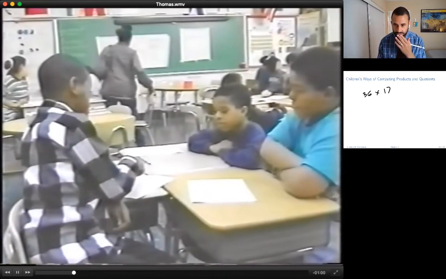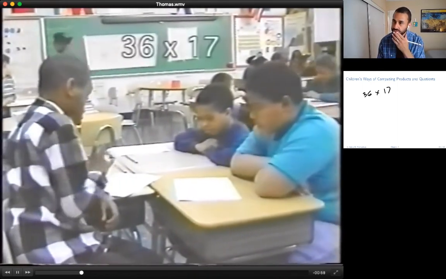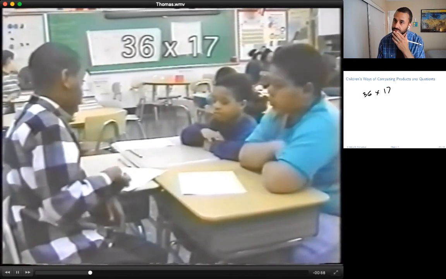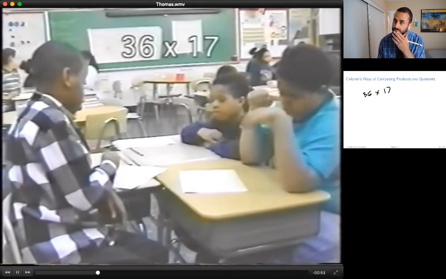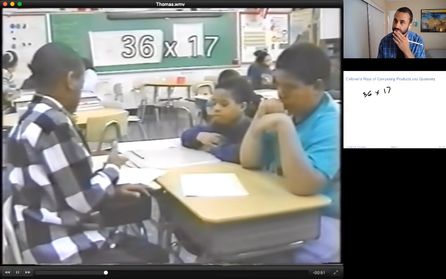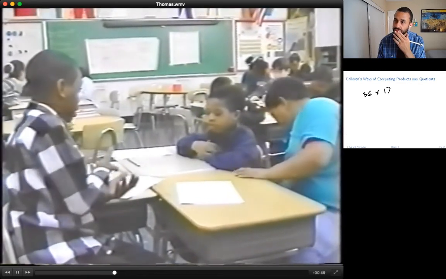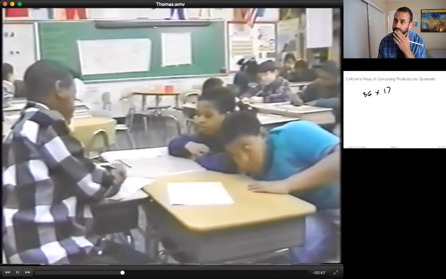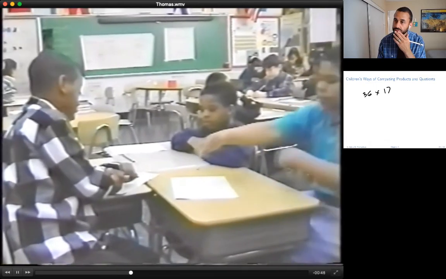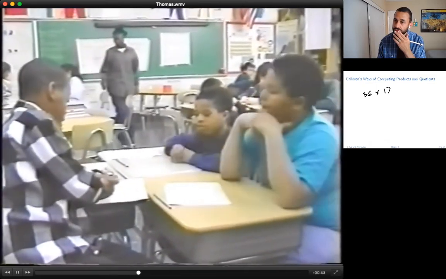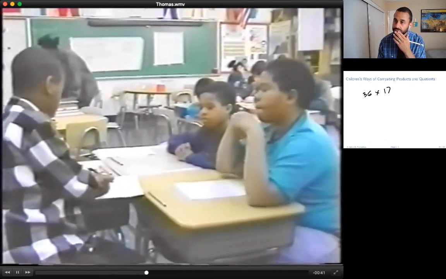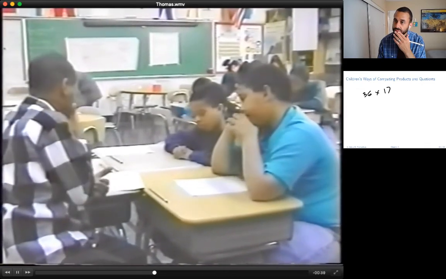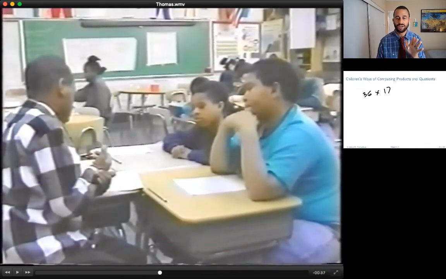I just drew 36 balls, and then I put 17, and it's like cotton. I put like 17 cotton balls in each one of these, and 10 times 17 equals 170.